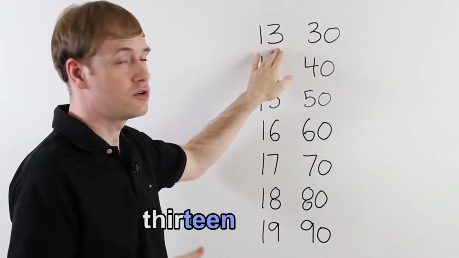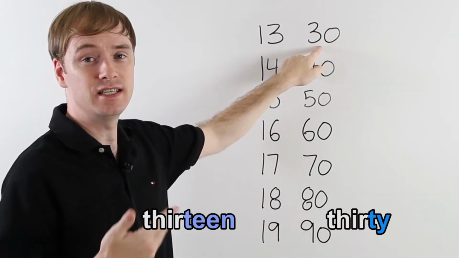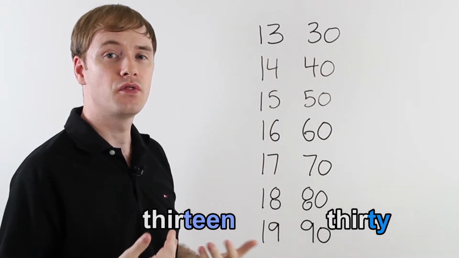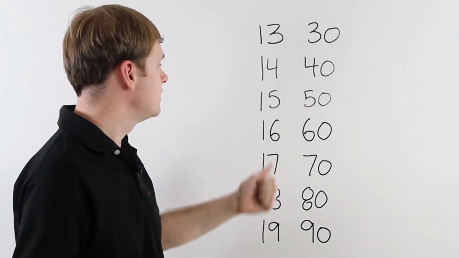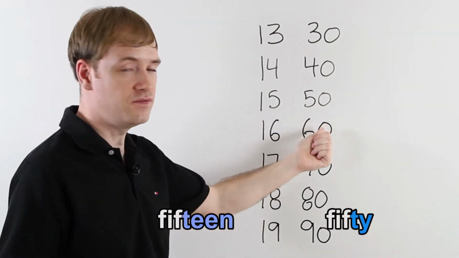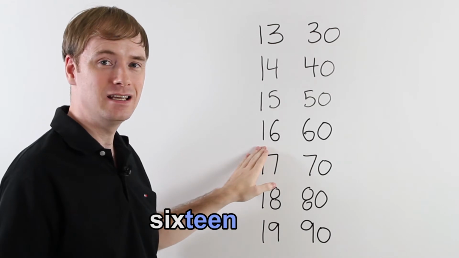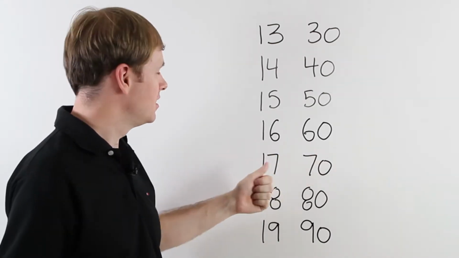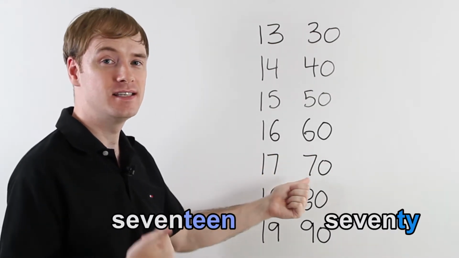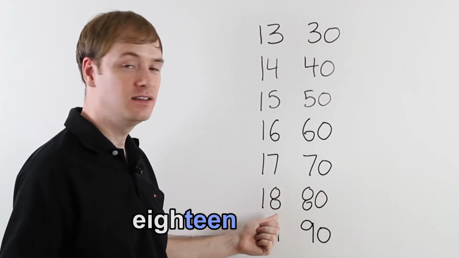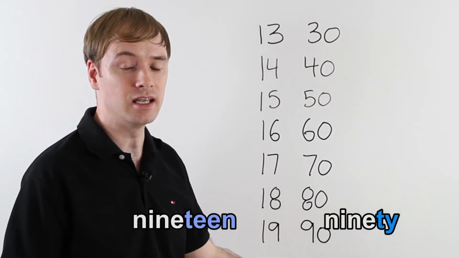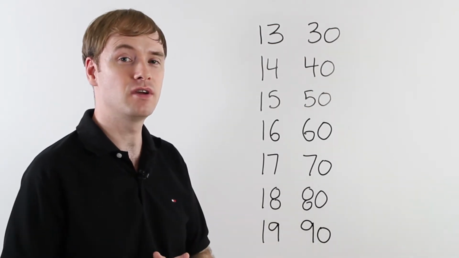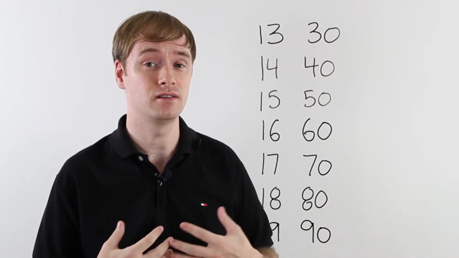So this is 13, and this is 30. 13, 30, 14, 40, 15, 50, 16, 60, 17, 70, 18, 80, 19, 90. Okay? Make sure you get those right and pronounce them correctly so you don't have confusion like me.